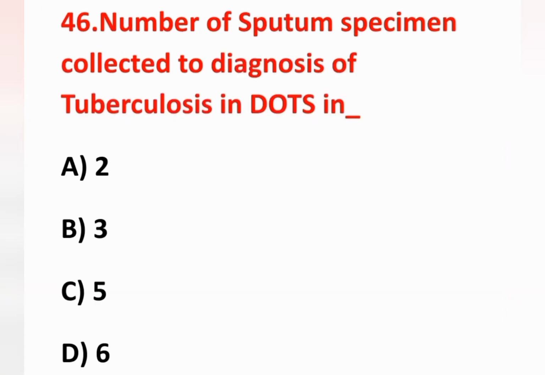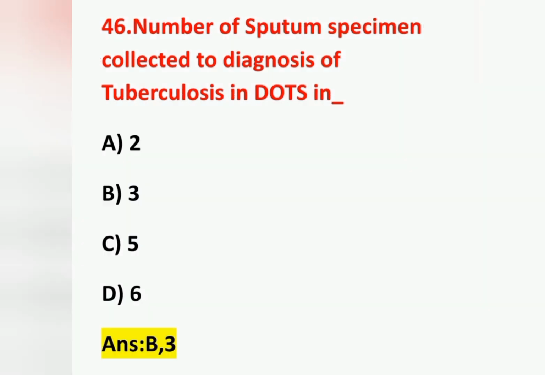A number of sputum specimen collected to diagnosis of tuberculosis in DOTS is. Options are option A 2, option B 3, option C 5 and option D 6. Number of sputum specimen collected to diagnosis of tuberculosis in DOTS is 3 specimen. Option B is the correct answer.